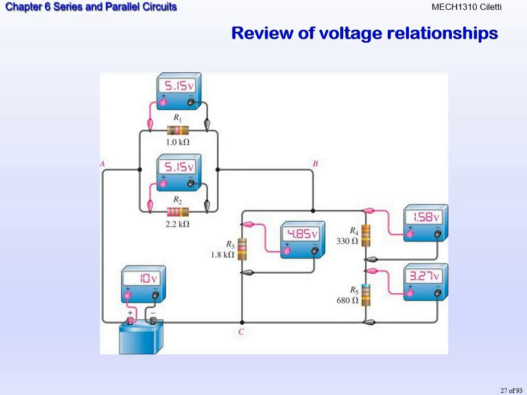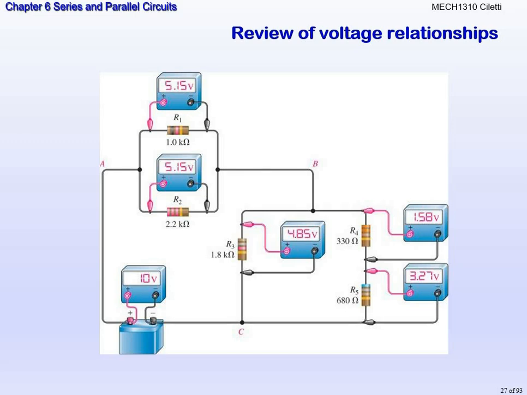So notice on the meter, we got 10 volts total across that battery source. And we have that first resistors R1 and R2, they're in parallel. Their voltage drop is 5.15, and they're in parallel, so they both share that same voltage drop. To get the 4.85, we have to do 10 minus 5.15, and that gives 4.85.